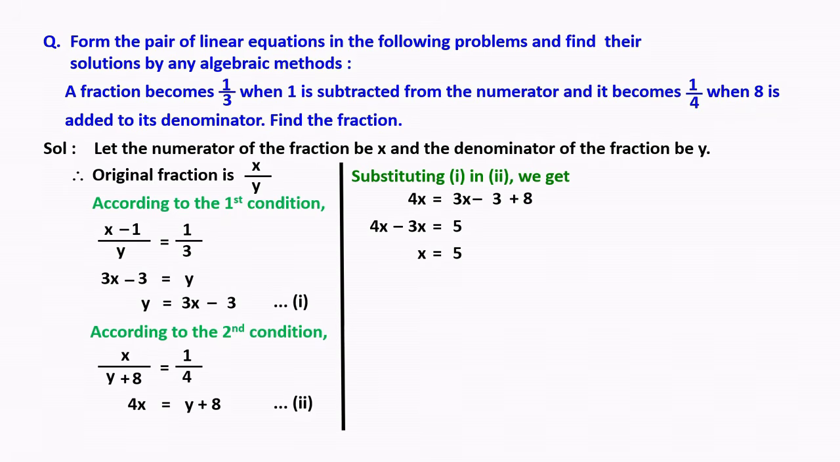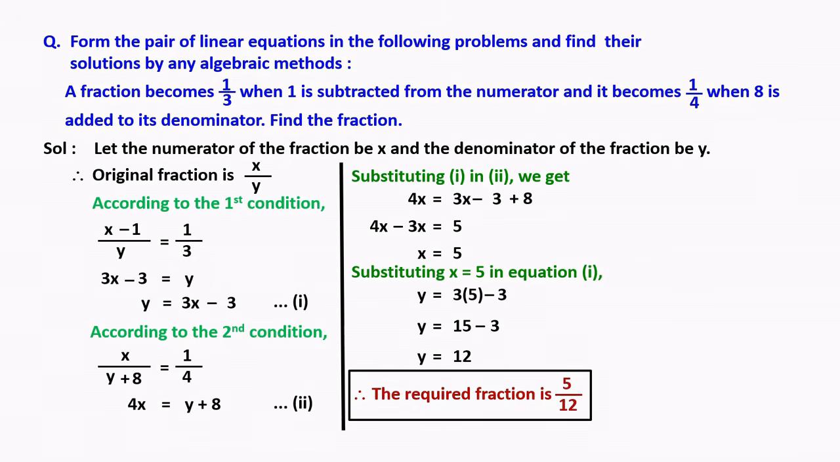So, x equals 5. Now, substitute x equals 5 in the first equation. y equals 3 into 5 minus 3. y equals 15 minus 3. y equals 12. Therefore, the required fraction is x by y, which is 5 by 12.